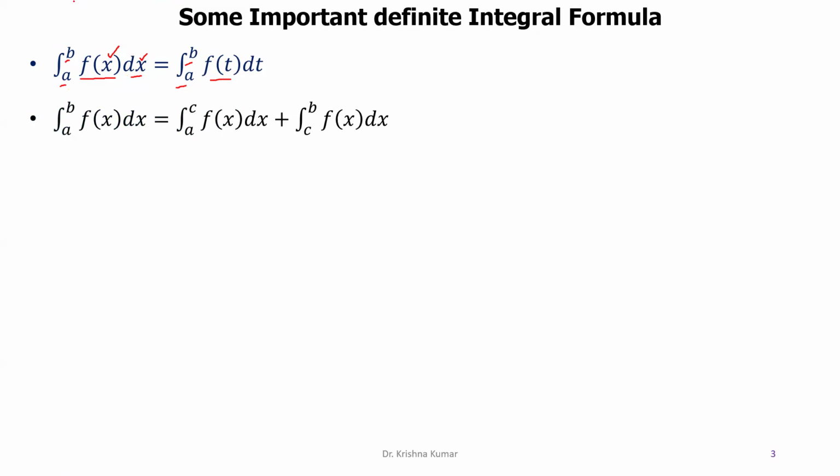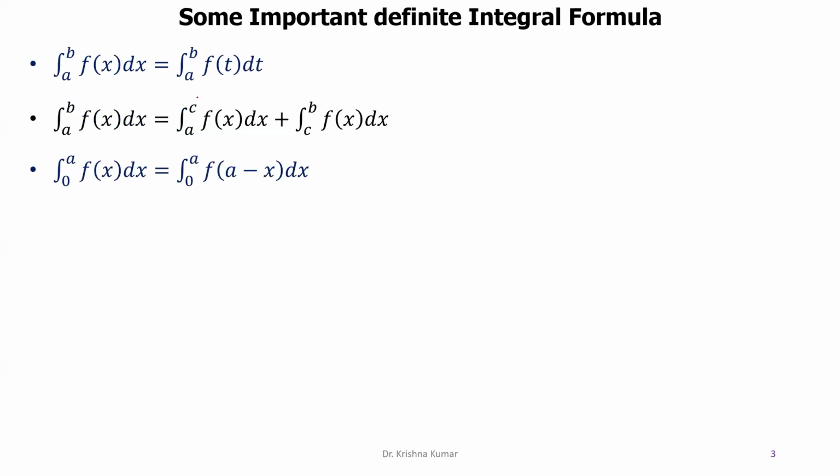The second formula is integration of f of x under the limit a to b with respect to x, which is equal to integration of f of x under the limit a to c with respect to x plus integration of f of x under the limit c to b with respect to x. Now in this formula, we have broken the limit a to b into two limits, a to c and c to b. We always consider that c is the value lying between a and b. So this is called splitting of limit in the definite integral.